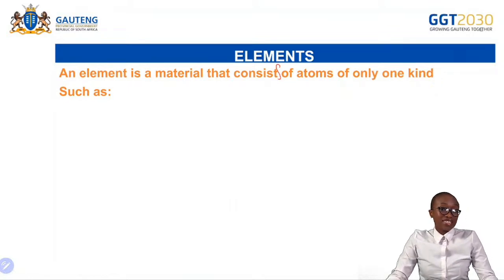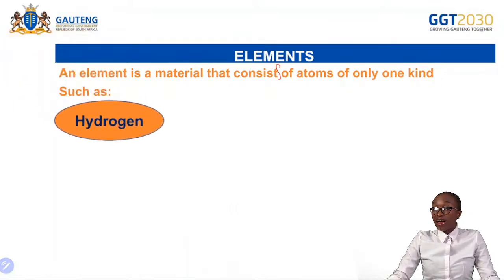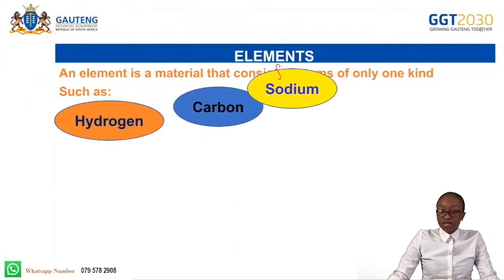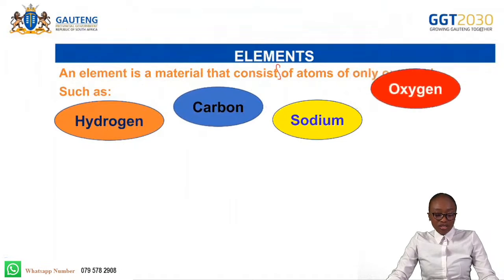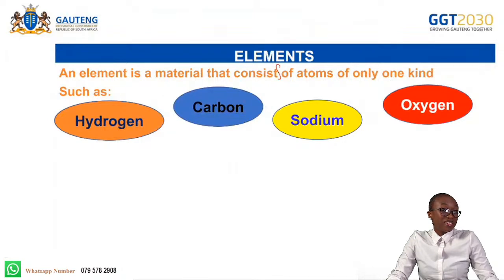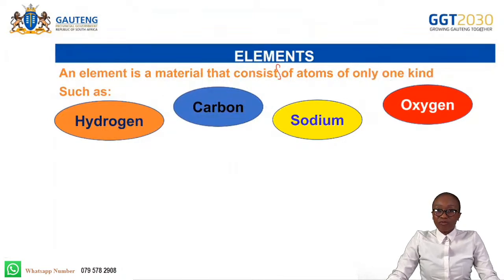Can you give me examples of elements? We have hydrogen, that is the name of an element, carbon, sodium, and oxygen. So these are some examples of elements. You can send through examples of elements on our WhatsApp number. Remember, text your response. Do not send a voice note.